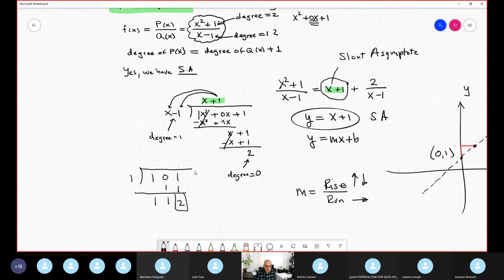Remainder 2, that means that x minus 1 is not a factor of this polynomial, but this is a remainder, this 2 is this 2. And this is x to the 0, and this is x to the 1, which is the slant asymptote, which is x plus 1. End of the story. Okay?